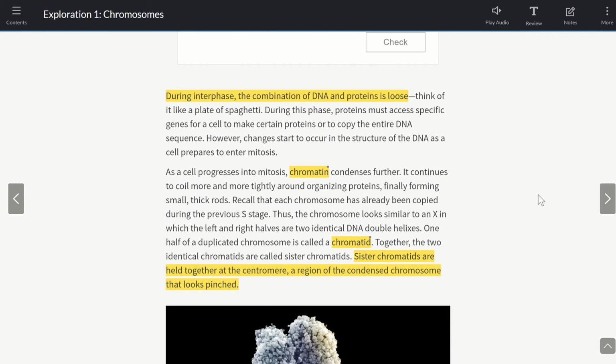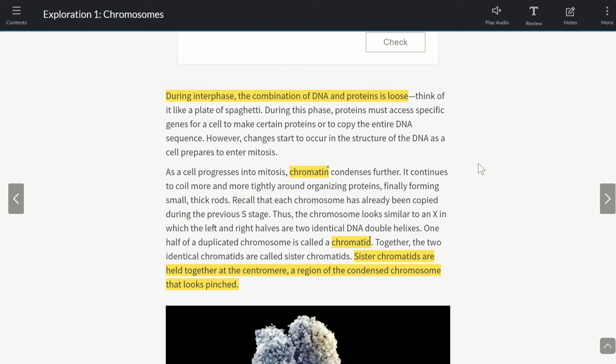Now, for the interphase portion, which if you remember, interphase makes up the large majority of a cell's life. During interphase, that DNA is not coiled up. It's what we call loose. And the reason for that is in order for it to be used, it has to be loose.